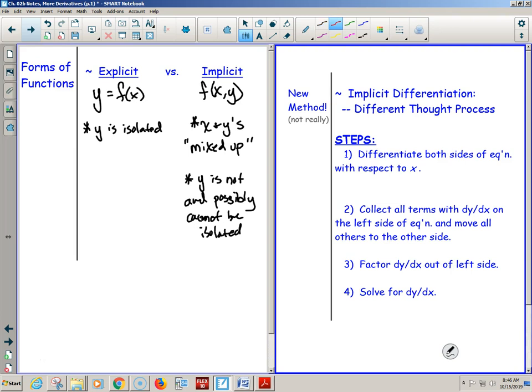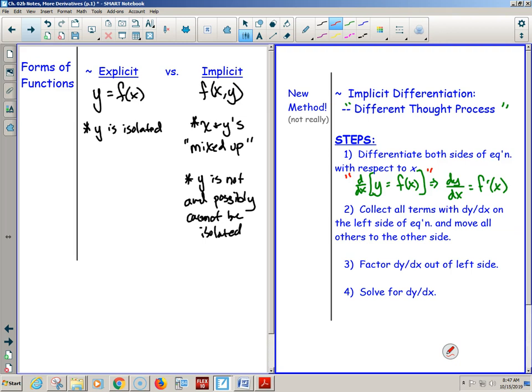So I'm going to put over here for our new method, it's kind of a different thought process, but it's not really. Because even when we had explicitly defined functions, when we took a d dx, when we were trying to find dy dx, we were technically deriving both sides. And we were getting derivative of y is 1 times dy dx equals f prime of x. So even though you've been doing this for a while, the part that's new, I guess, is just where did this come from? Oh, d dx of and d dx of.